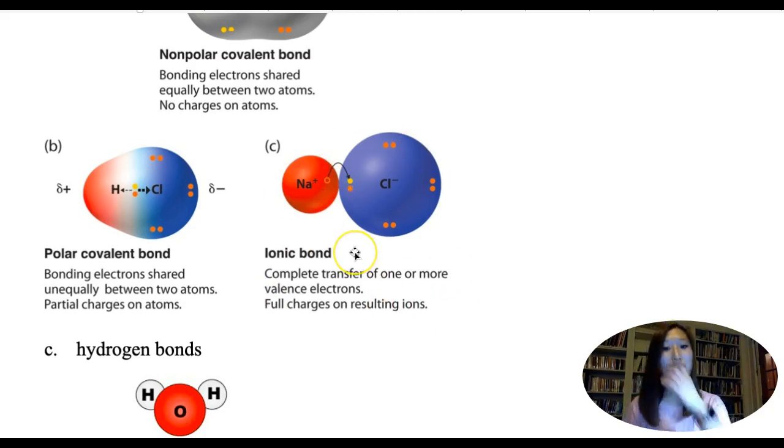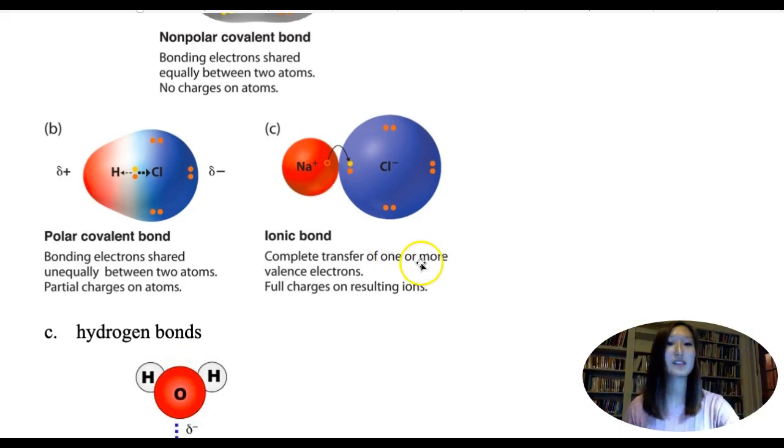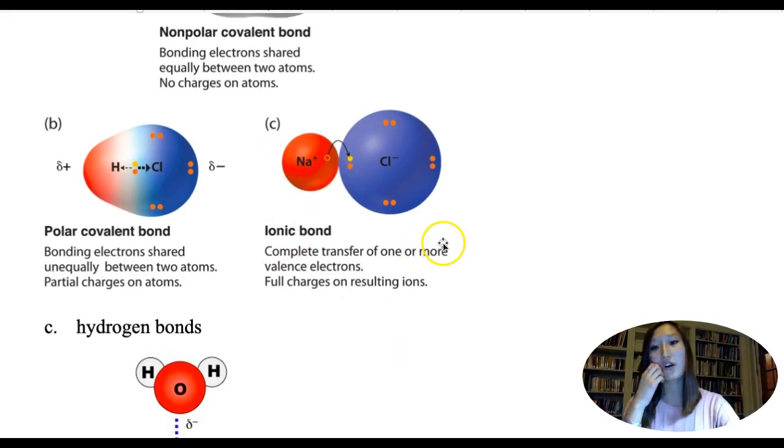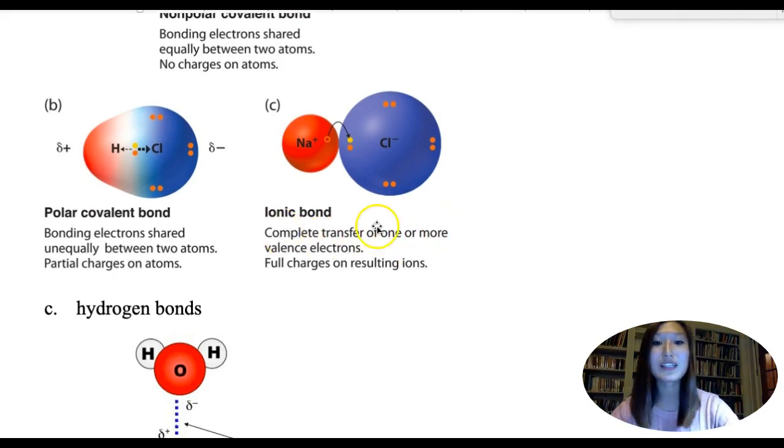And then we have the ionic bond. If the chloride is so much more attractive to electrons than the sodium right here, then it will just snag away the electrons. Then this type of bond is called an ionic bond, is when you have a complete transfer of the electrons and you have a full charge.